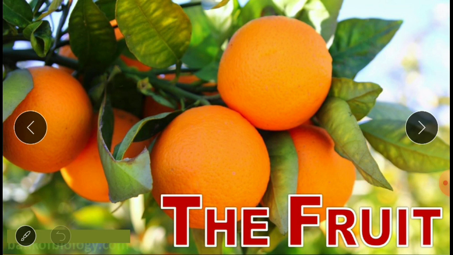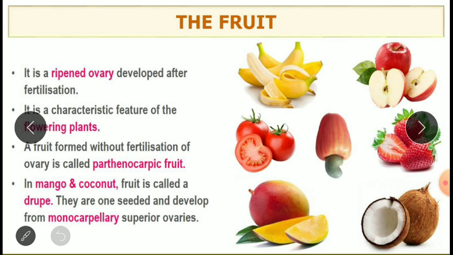So what is the fruit? The fruit is nothing but the ripened ovary developed after fertilization. It is a characteristic feature only of the angiosperms, that is the flowering plants. Only the angiosperms are able to produce the fruit. In all cases fertilization is not possible, so a fruit that is formed without fertilization is called the parthenocarpic fruit, important in CET.